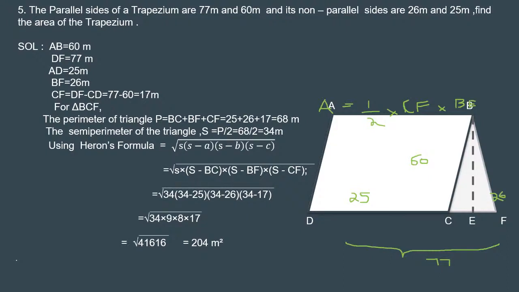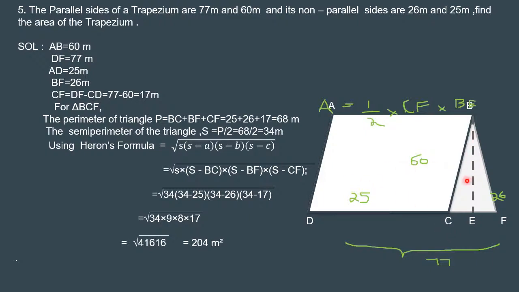Now draw BC such that it is parallel to AD, and also draw perpendicular BE. Okay, now BCF will be a triangle. First of all, what is CF? CF will be DF minus DC. DF is 77 and DC will be 60. So 77 minus 60, CF is 17 meters. And what is BC? BC will be 25 because AD is parallel to BC. So this will be 25.